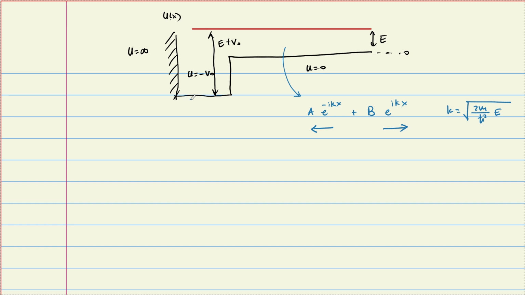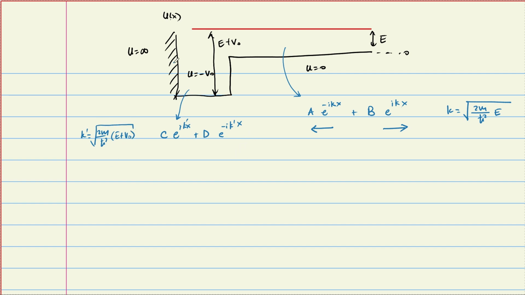And in this region, suppose you started with exponentials. What will happen is c times e to the i k prime x, plus d times e to the minus i k prime x. And here k prime is equal to the square root of 2m over h bar squared times E plus V naught.